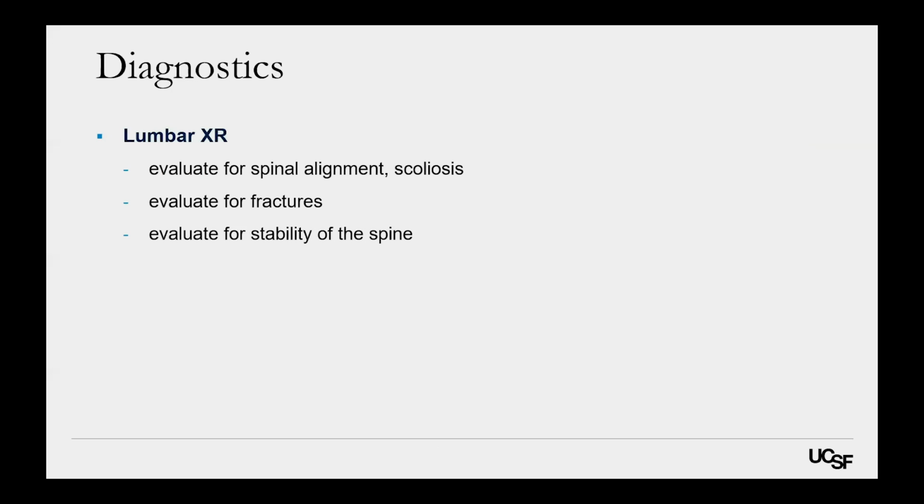Lumbar X-ray is often used if we end up moving on towards imaging. It's used to evaluate for spinal alignment, so we want to know if there's any spondylolisthesis. We often use X-ray to see the curvature in more than one direction to see if there's any scoliosis. We use it to evaluate bony structures for fractures. And in a particular series or protocol, we'll use X-rays with patients bending forward and bending backwards to look for stability of the spine.